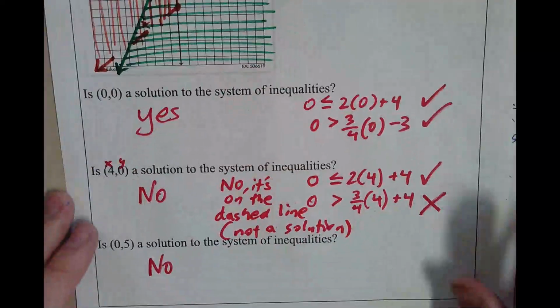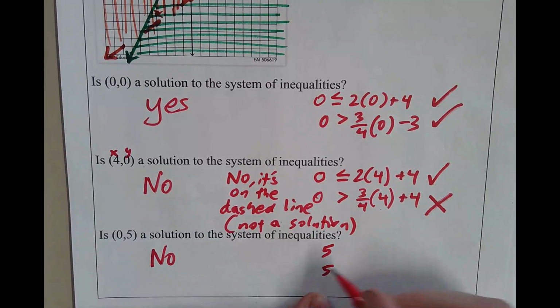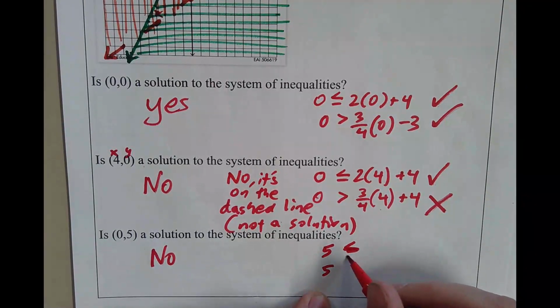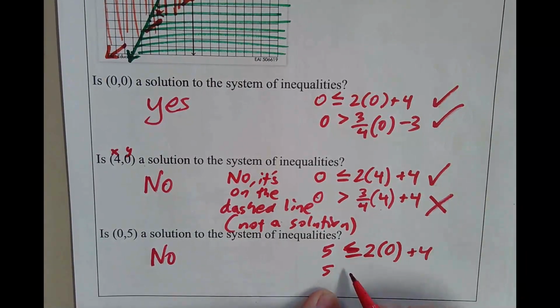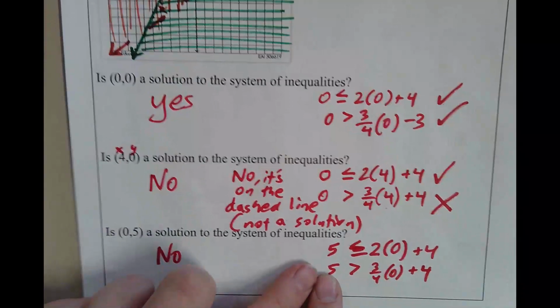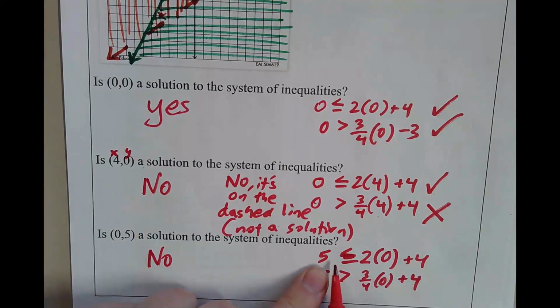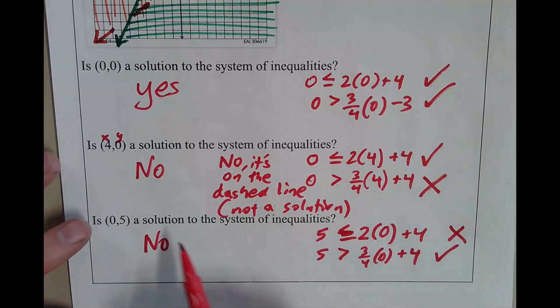Okay, and final one, we have to plug in 0 comma 5. So if we plug in 0 comma 5, we're going to get a true or a false statement. Let's see. 2 times 0 and 3/4 times 0. Y is here, x is here. Now for this first one, we get 5 is less than 4. 5 is less than 4 is false. 5 is greater than 4. That one's true. But since this is false, we know that it's not a solution.